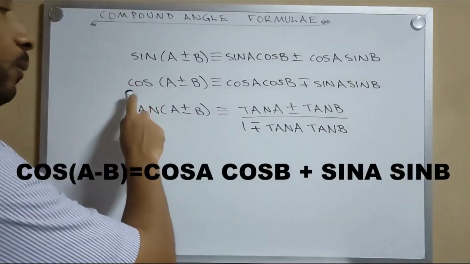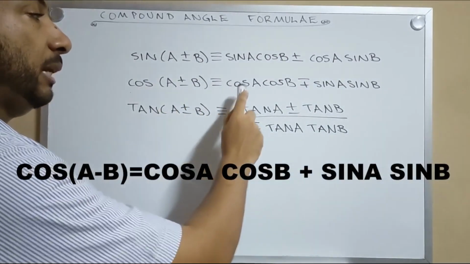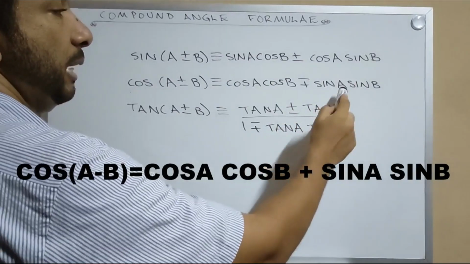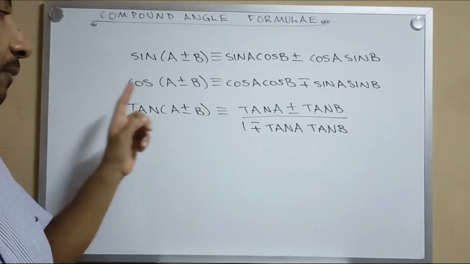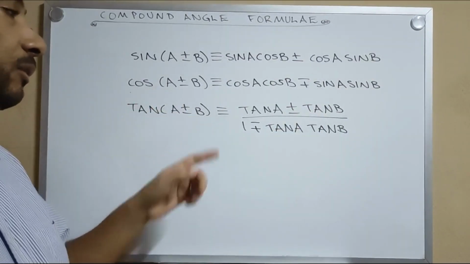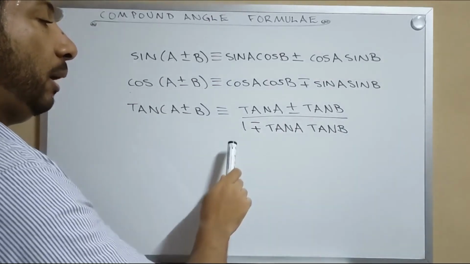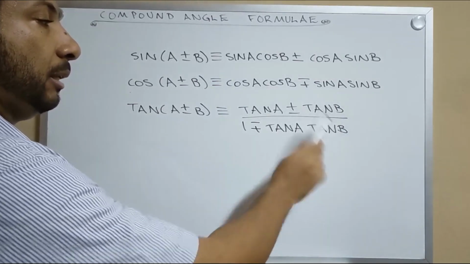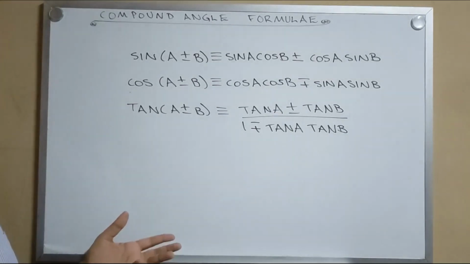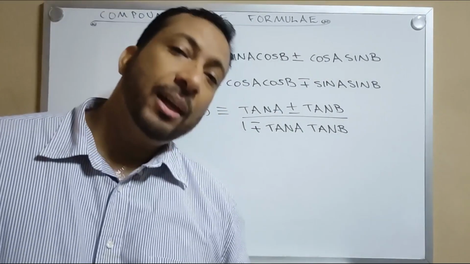And vice versa, the cosine of A minus B is equal to cosine A cosine B plus sine A sine B. And finally, the tangent of A plus or minus B is identical to the tangent of A plus or minus the tangent of B all over 1 minus or plus the tangent A tangent B product. So with those said, let's get into an example.